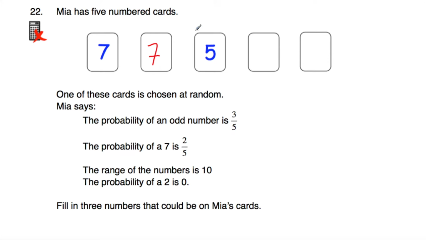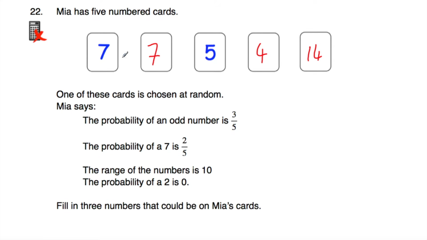And if the range is equal to 10, then I'm thinking that one of these is going to be the smallest and one of them is going to be the biggest. So we know that the probability of getting a 2 is equal to 0. So I'm going to choose 4 as the smallest number because the question said fill in 3 numbers that could be on Mia's card. So 4 would work. And that means if 4 is the smallest, if we do 4 plus 10, that's equal to 14. So the range of these cards would be 10 because the biggest is 14, take away the smallest is 4. And if you take them away, you get 10. So that's fantastic. So the range there is 10.